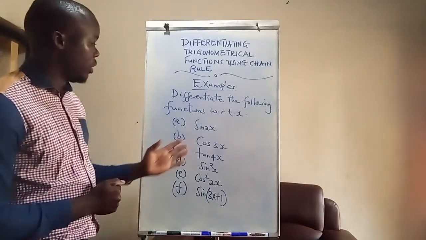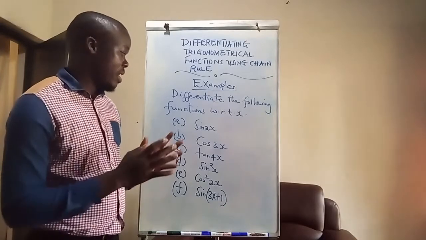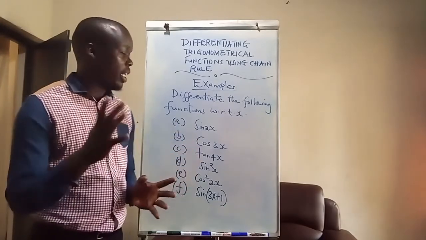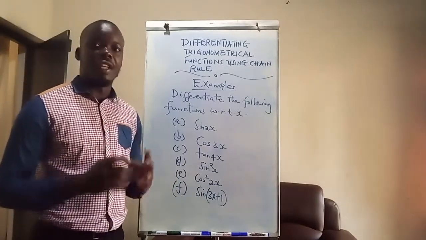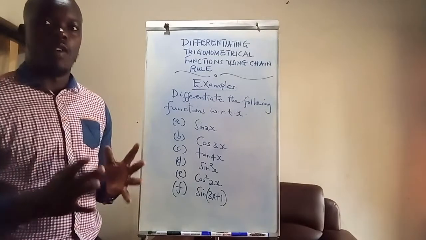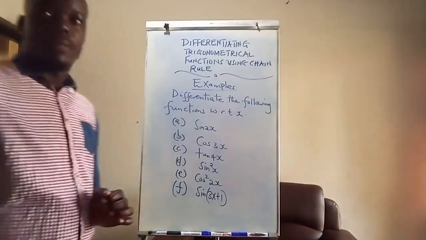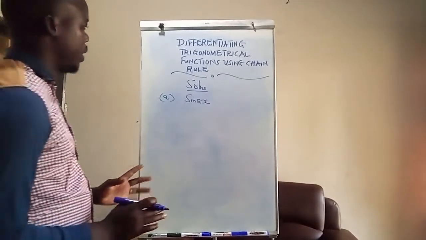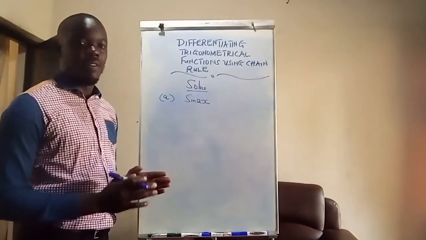Then we shall also look at cos 3x. We shall find out whether it is simply going to be negative sine 3x or not. So by the end of this lesson, you should be able to know how to differentiate any trigonometrical functions using a shorter format or a shortcut. So let us begin with the very first function, and that is sine 2x, and we see what we actually obtain when we differentiate it.